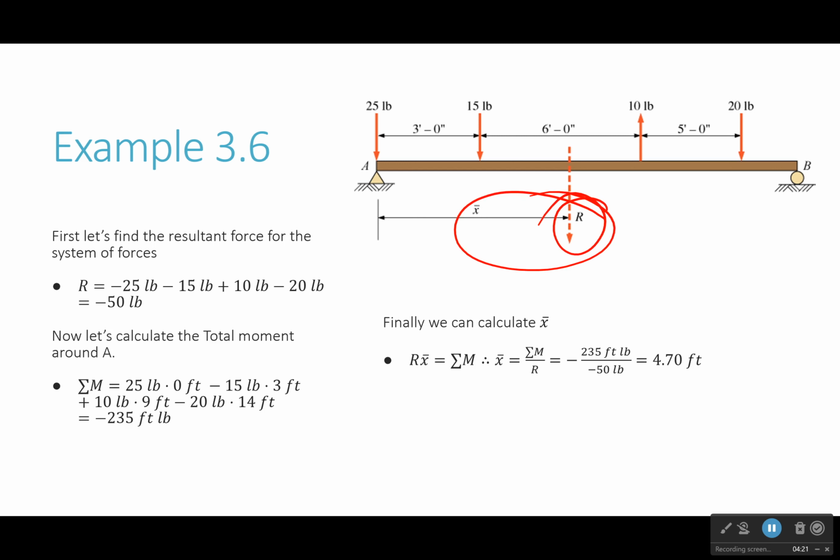Be very careful with where you decide to take your moment around, because that will change things. Your final answer will be the same, it's just that the calculations will be a little bit different.